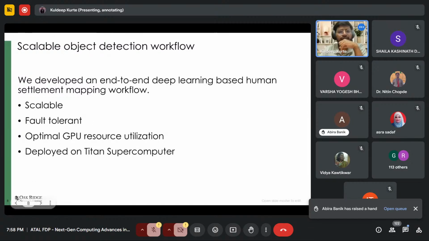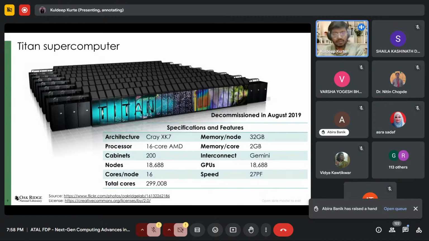Since I talked about the Titan supercomputer, let me show you how that supercomputing facility looks. That will give you the broader picture. So this is how the supercomputer looks. I don't have the exact square feet or square meter area, but it was a big ground floor that was occupied by this entire Titan supercomputing facility.